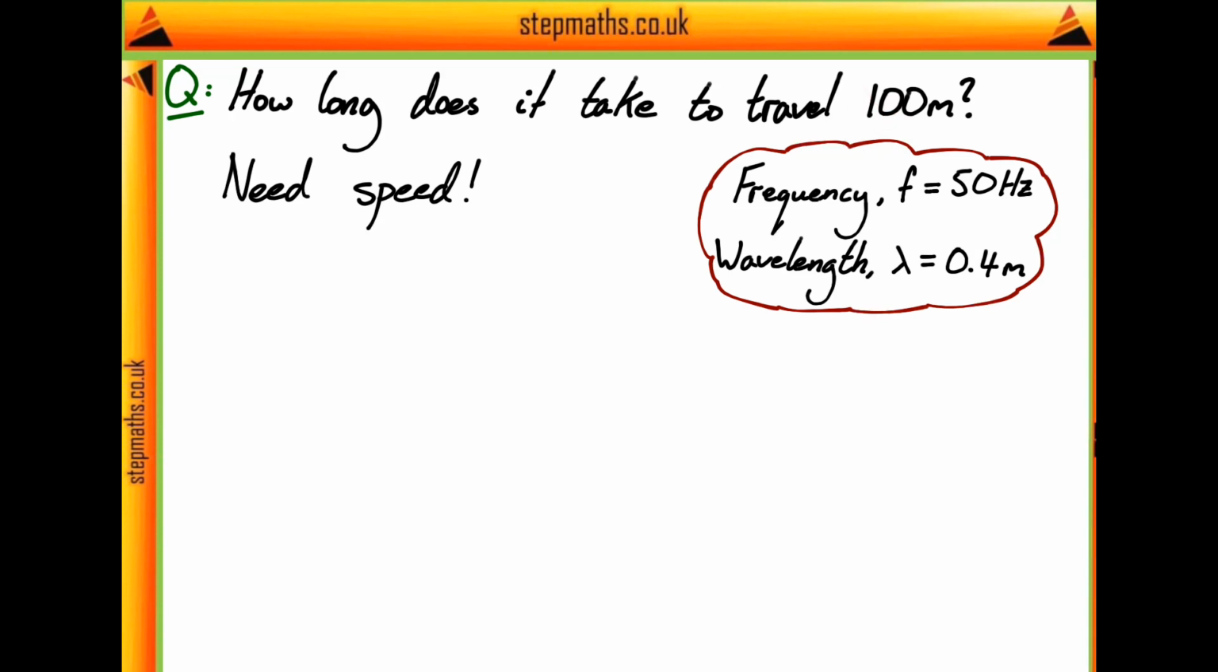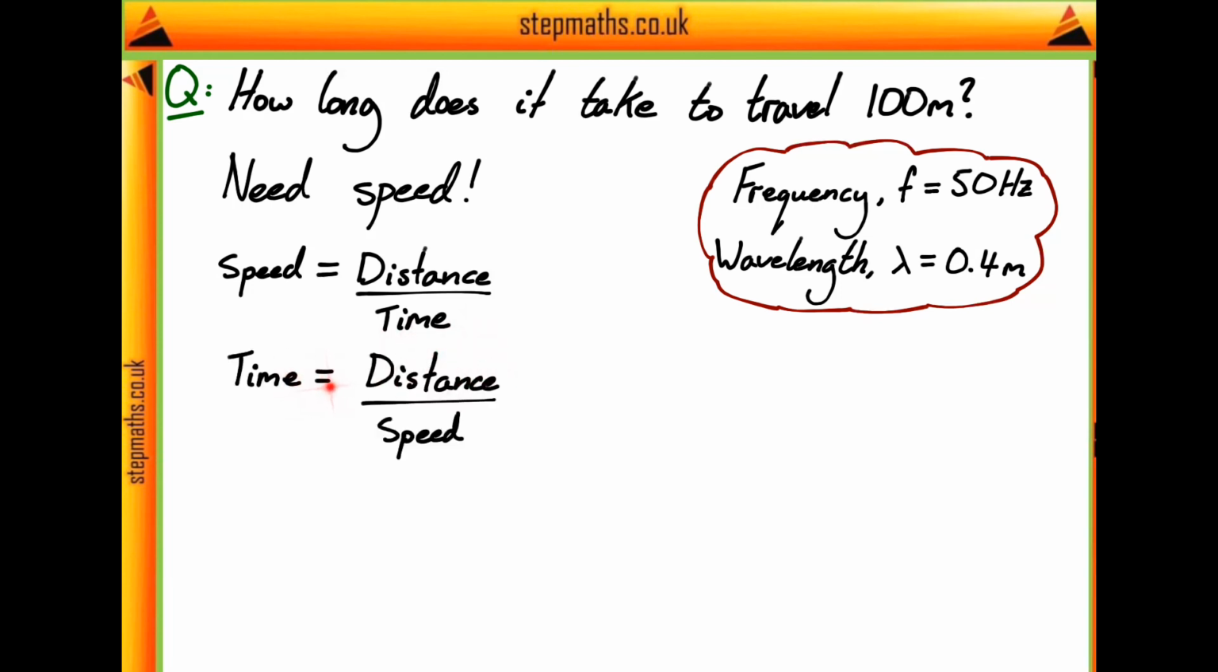And then once we've found our speed, we can remember this equation: the speed equals distance divided by time. So if we want to find the time it takes for the car to travel, then of course we can just flip this around to get the time equals distance divided by speed. So since we know our distance is going to be 100 meters, and we want to find our time, we just need to find the speed of our wave.